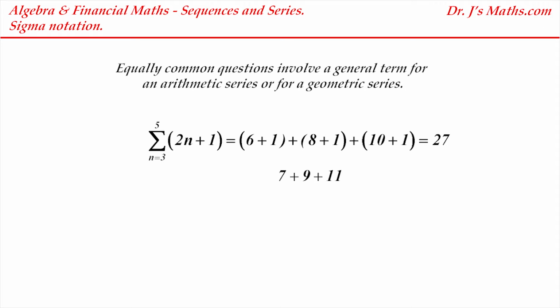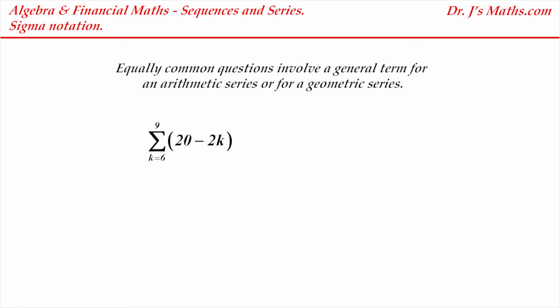Just substitute in. We could have an arithmetic series with a negative common difference. So the sum, sigma from k equals 6 to 9 of 20 minus 2k. You recognise that equation as a linear equation, and the common difference is minus 2. So we start with k equals 6: 20 minus 2 times 6 is 20 minus 12, which is 8, and so on and so forth. We have the sequence 8 plus 6 plus 4 plus 2. Add them together, we have 20.